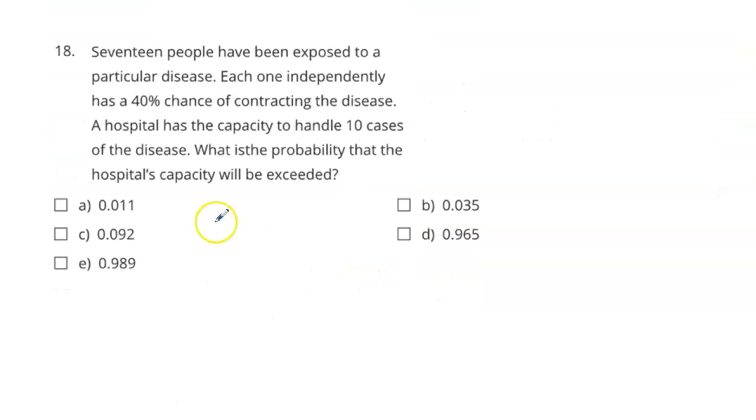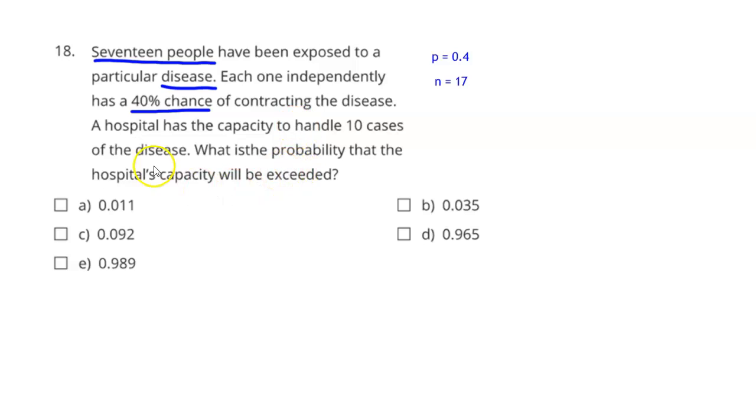And last but not least, 17 people have been exposed to a particular disease. Yuck. Each one independently has a 40% chance of contracting the disease. That seems like a probability to me, so I'm going to say P is equal to 0.4. And reading backwards a little bit, this says 17 people. That seems to me to be the number of trials. So this tells us that the hospital has the capacity of handling 10 cases of the disease. What's the probability that the capacity will be exceeded?